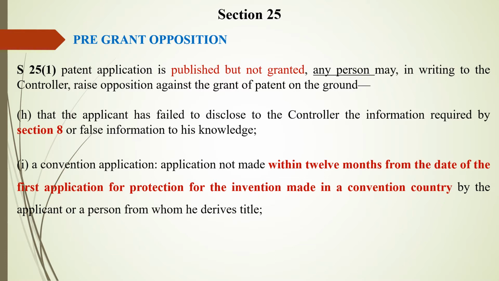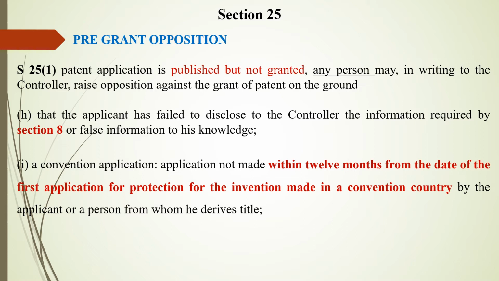Next ground, H. The applicant fails to disclose to the controller the information required by Section 8 or furnishes false information to his knowledge. In that case, pre-grant opposition may be raised. We know that under Section 8, a statement and undertaking need to be furnished regarding all the necessary information of parallel pending applications. If the applicant fails to do so, then pre-grant opposition may be raised against that patent application.